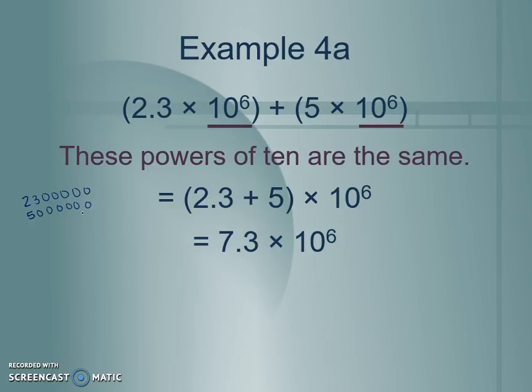Whoops, forgot one. It'd be like just writing these out and then adding them. So 7, 3, 0, 0, 0, 0, 0, and then moving them back to scientific notation, which is why they have to be the same, so that they are lined up when we are adding these things together. So they have to be the same power.